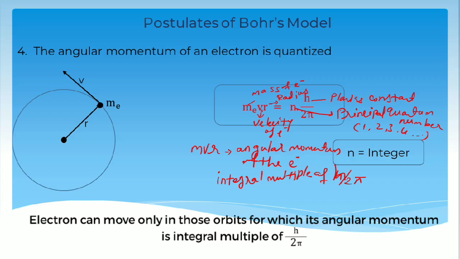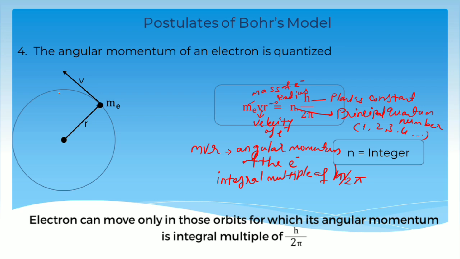Now you can think of a staircase. You can stand only on one step, not between the steps. In the same way, electrons can stay only in certain allowed orbits, not in between them. So that is why the energy of the electron is quantized.